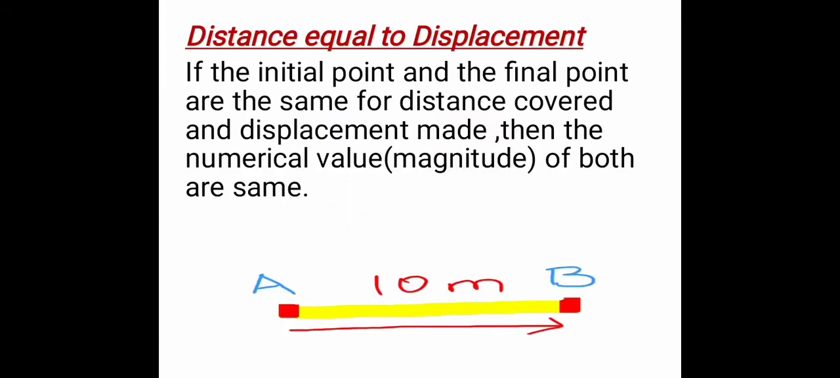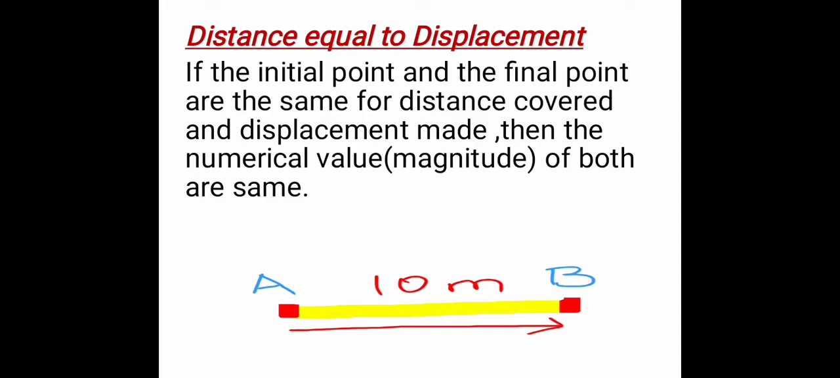In the previous class, I have told you certain properties about distance and displacement. So, in this class, we shall see in detail about the properties. First and foremost is distance is equal to displacement. Sometimes distance may be equal to displacement. So what are the conditions in which the distance may be equal to displacement?